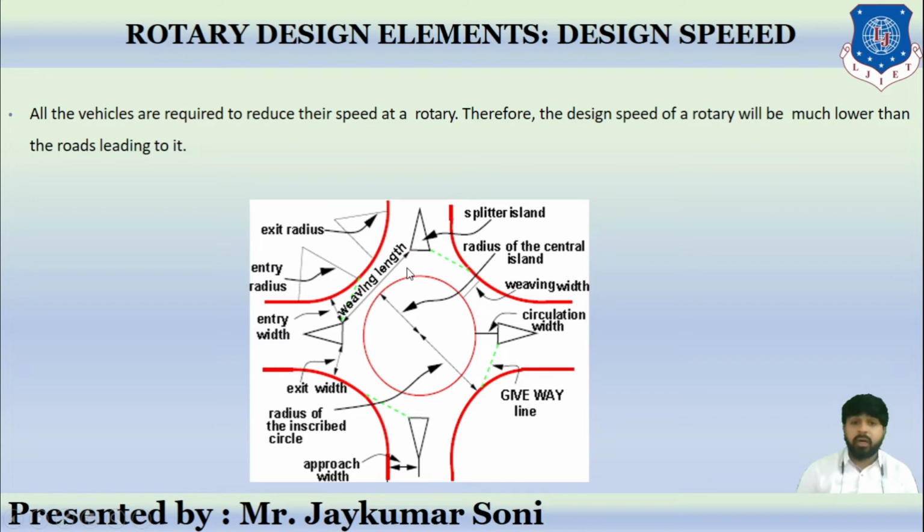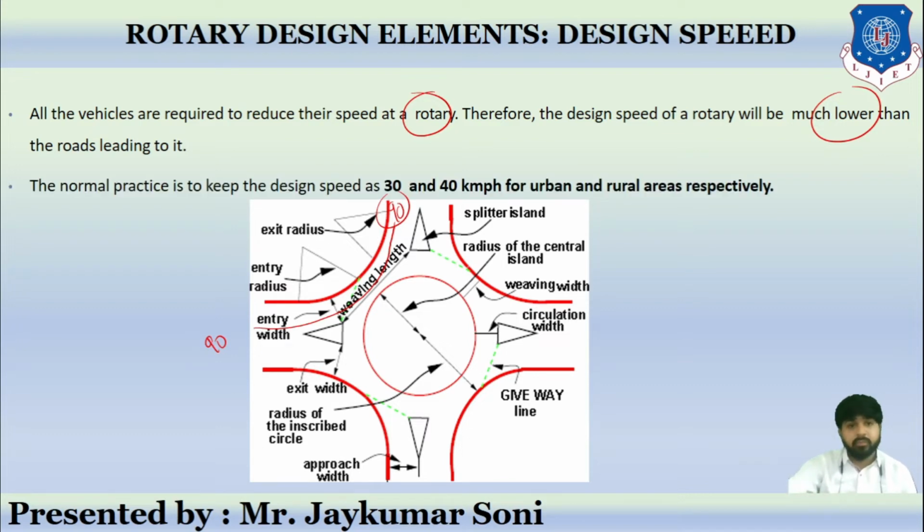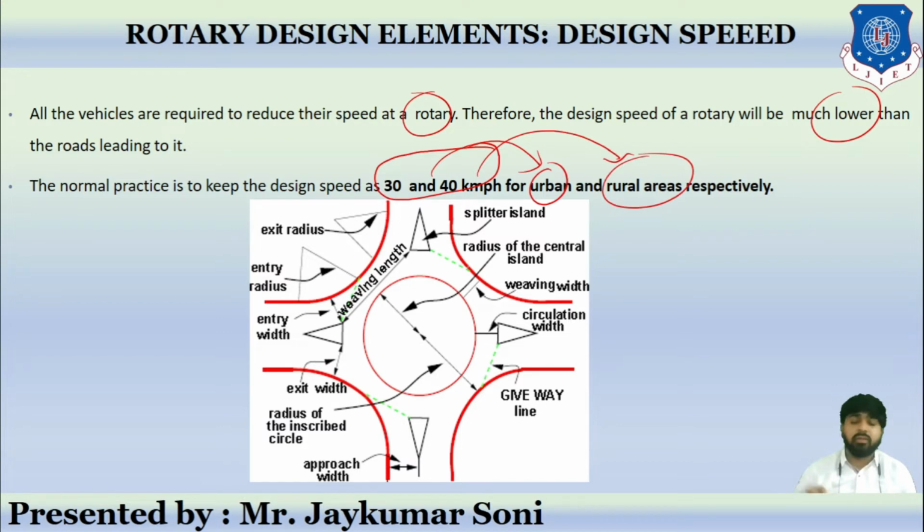All vehicles are required to reduce their speed at the rotary because the design speed of the rotary will be very low. See, you can come here at the speed of 90, but you cannot take your turn from here to here at the speed of 90. It is mandatory that you reduce your speed. The normal practice is to keep the design speed 30 to 40 kmph: 30 kmph for urban and 40 kmph for rural areas.